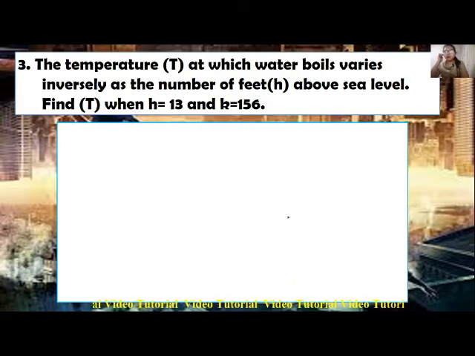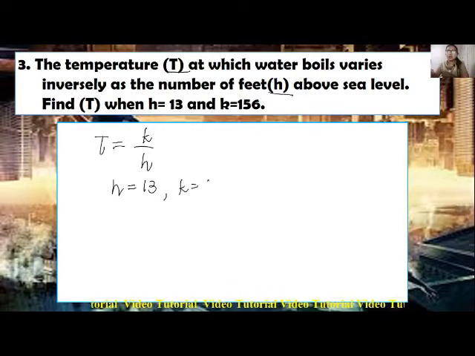Third example. The temperature at which water boils varies inversely as the number of feet H above sea level. Find T when H equals 13 and K equals 156. So we have the temperature and then the number of feet above sea level. So this will be T equals K over H. Given values, let's list down. H equals 13, K equals 156, and then we are looking for the value of T, or the temperature.